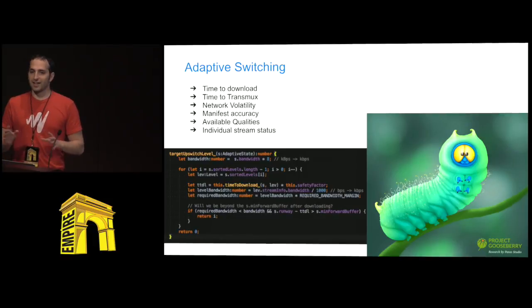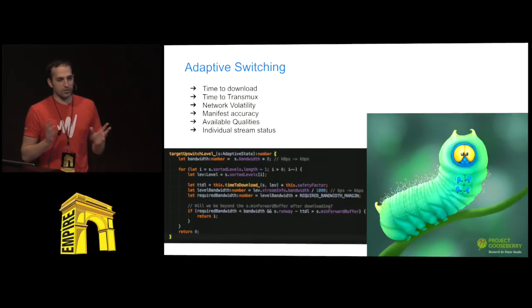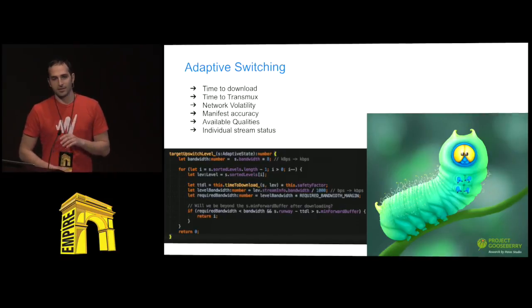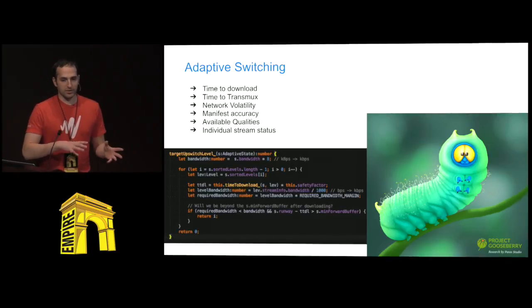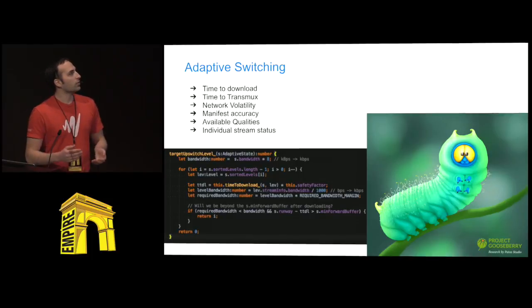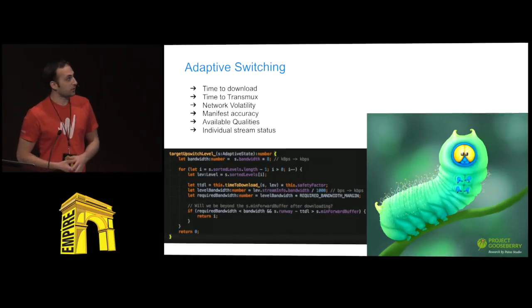Manifest accuracy, that's a kind of interesting one. Sometimes a manifest will tell you this TS file is about 2 seconds worth of content, and it turns out it's 10 seconds worth of content. That means it's 5 times bigger in file size, which means you anticipated it would take a certain amount of time to download, and it took 5 times longer. So what we can do is fine-tune our estimations based off of how well the manifest is doing.